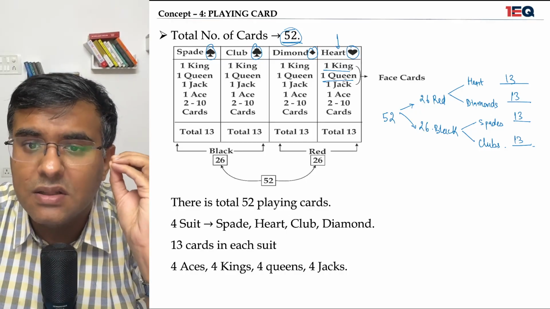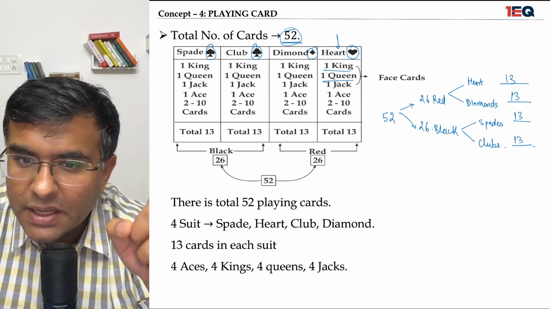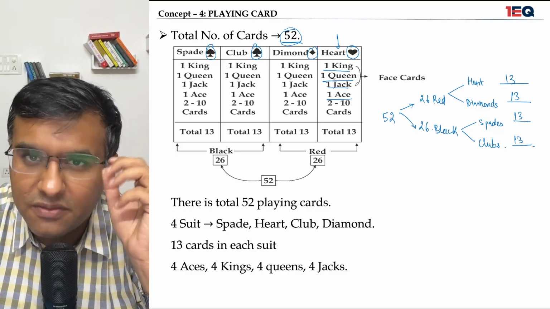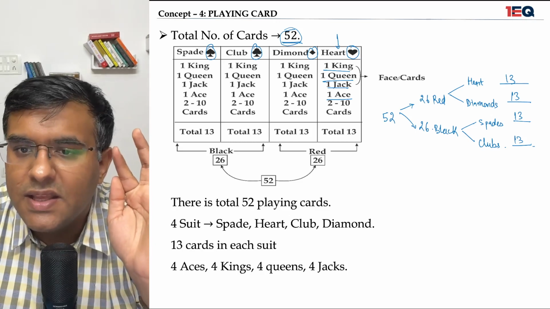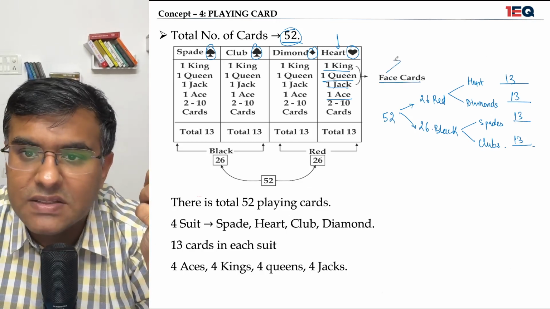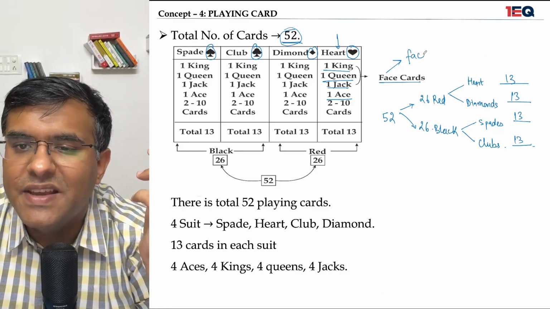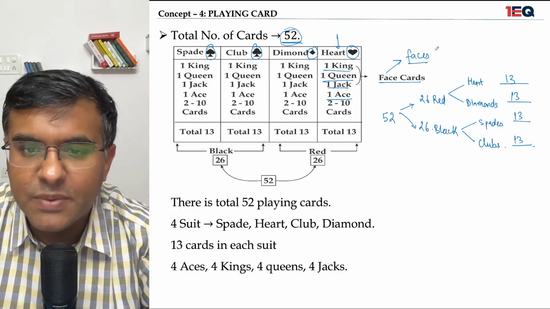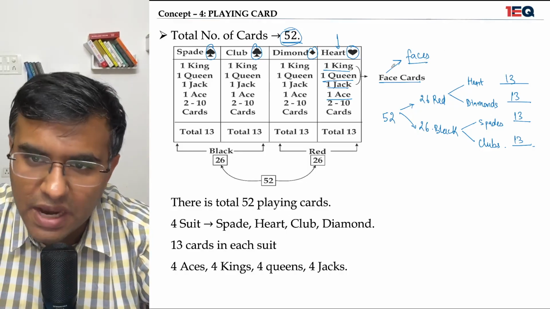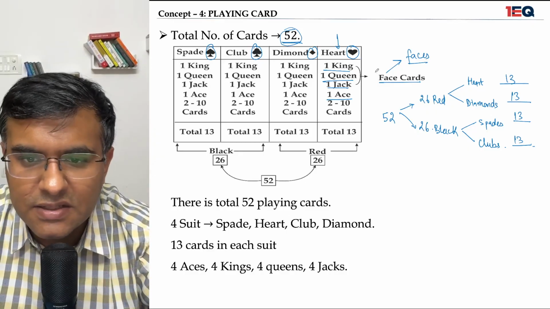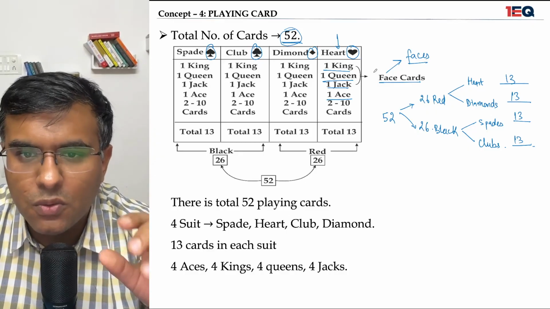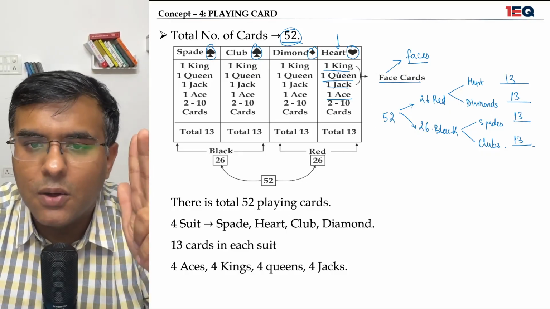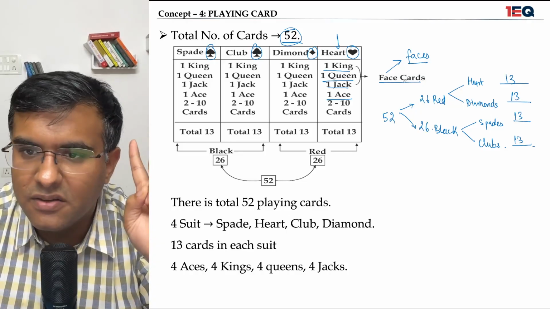In the house of hearts there is one queen, one king, one jack, one ace. Out of these, the first three, the king, queen, and jack, are called face cards. Why are they called face cards? Because they literally have faces, they have pictures of a queen, of a king, and of a jack. On the next slide itself I'll be showing you how the cards look. So king, queen, and jack, these three are the face cards.